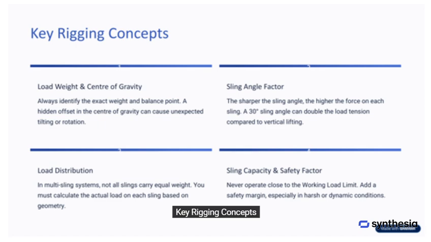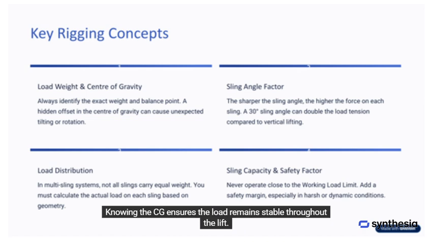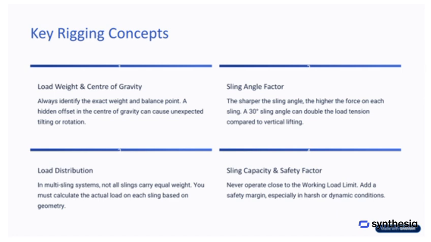Key rigging concepts. Load weight and center of gravity. Always determine the exact weight of the load and locate its center of gravity, CG. If the CG is hidden or off-center, it can cause unexpected tilting or rotation when lifted. Knowing the CG ensures the load remains stable throughout the lift.